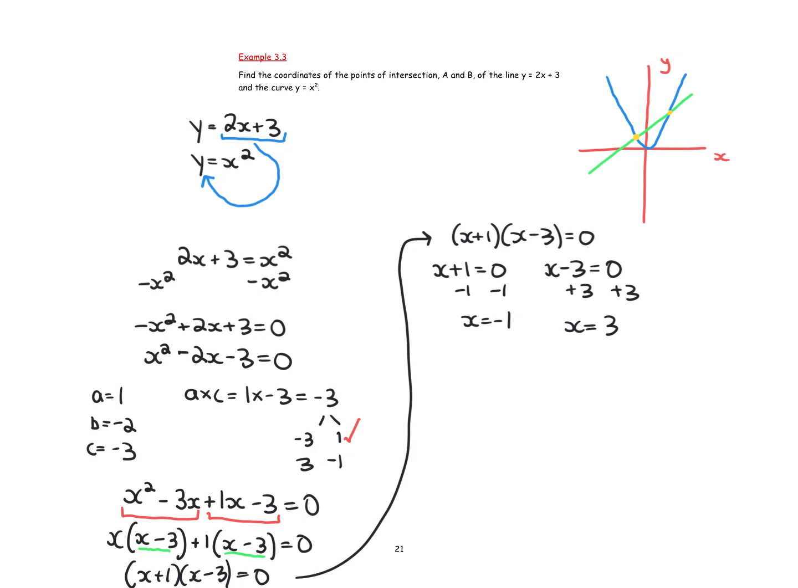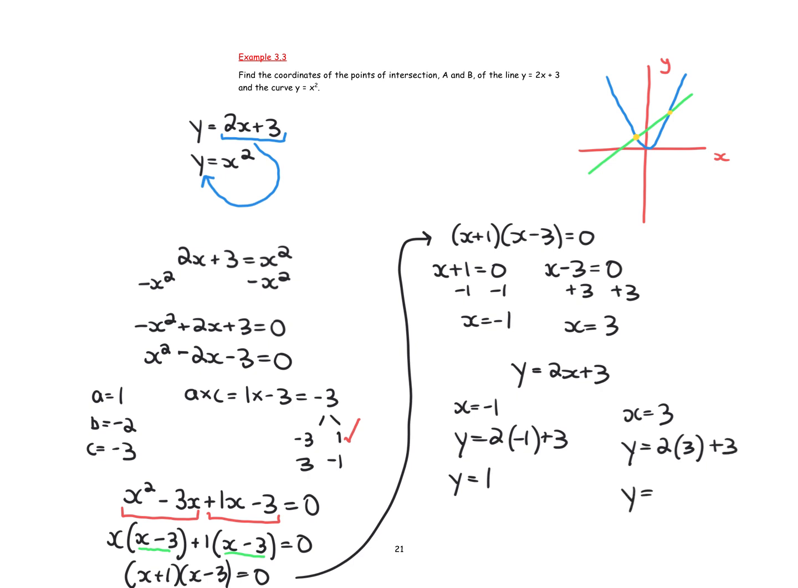Now that we know what x is, we should be able to use that to figure out what y is. At the very start of the question, we found that y is equal to 2x plus 3. Now that we have that x is equal to minus 1, well, we'll figure out that y is equal to 2 times minus 1 plus 3. 2 times minus 1 is minus 2. Adding 3 to that, we get that y is equal to 1. If x is equal to 3, well then y is going to be equal to 2 times 3 plus 3. 2 times 3 is 6, plus 3 is 9, so we get that y is equal to 9.